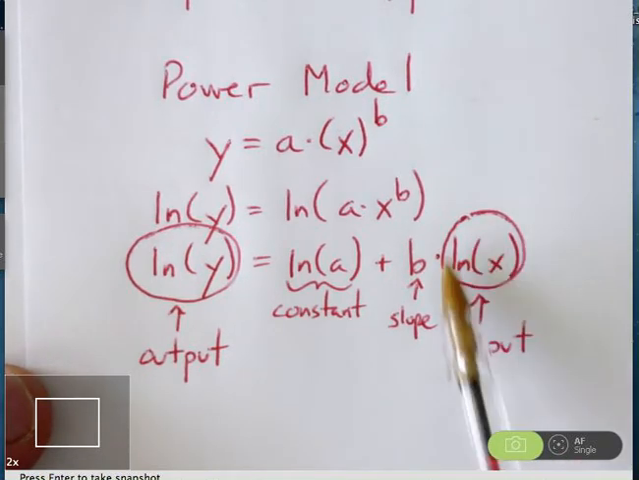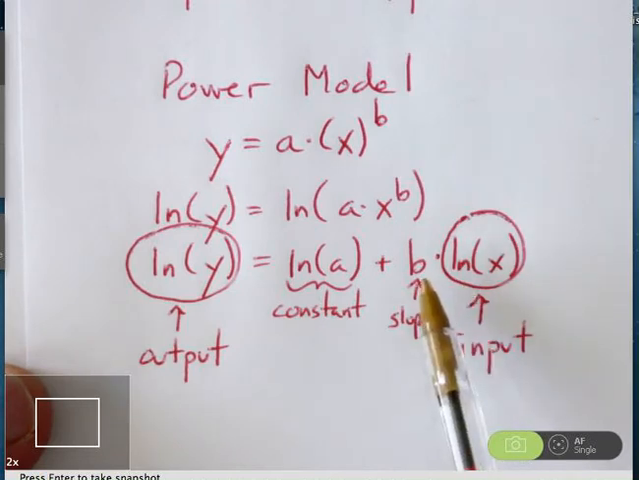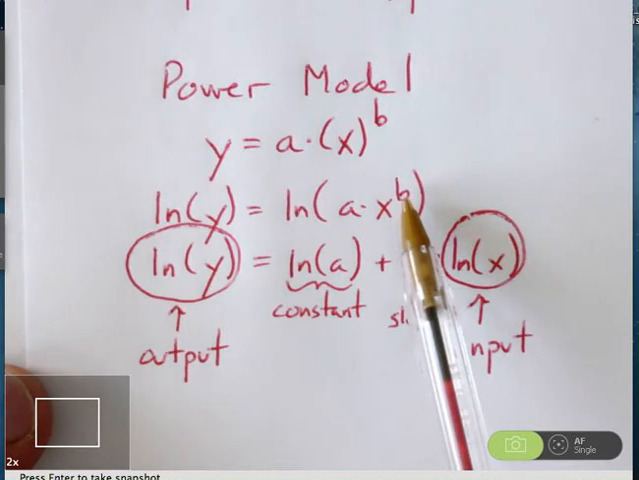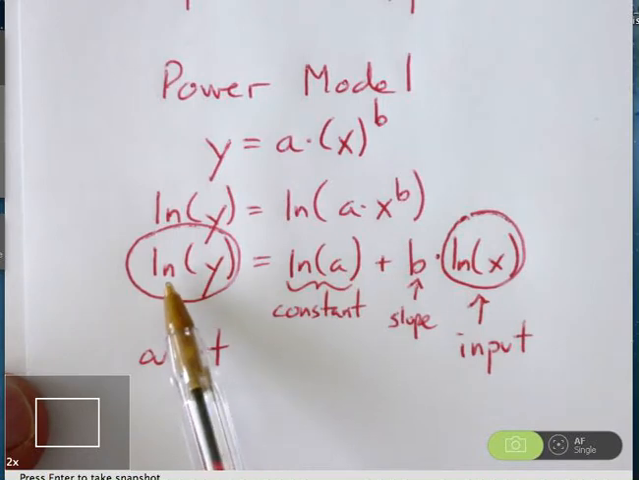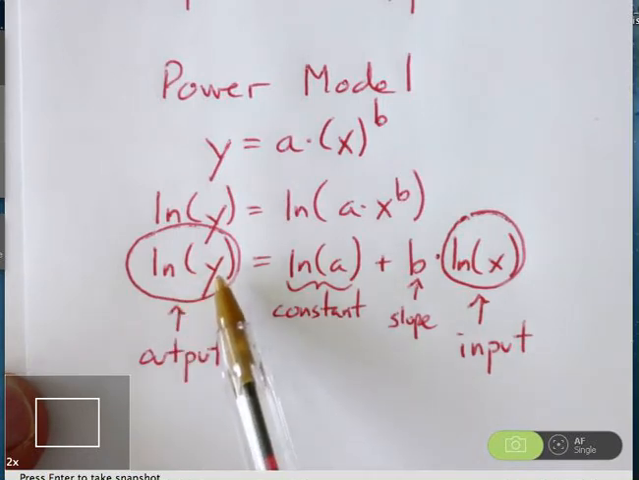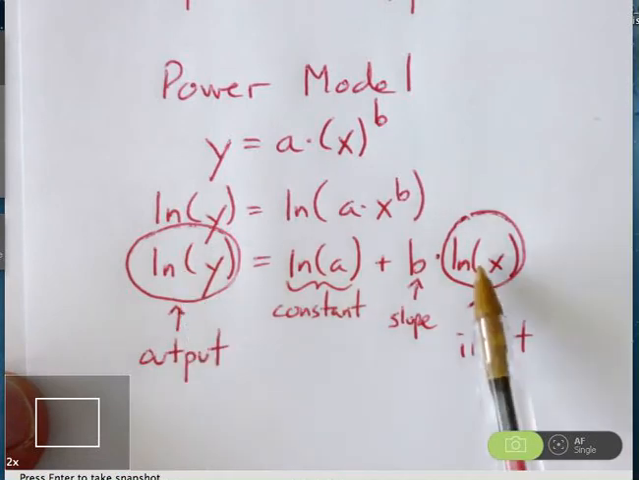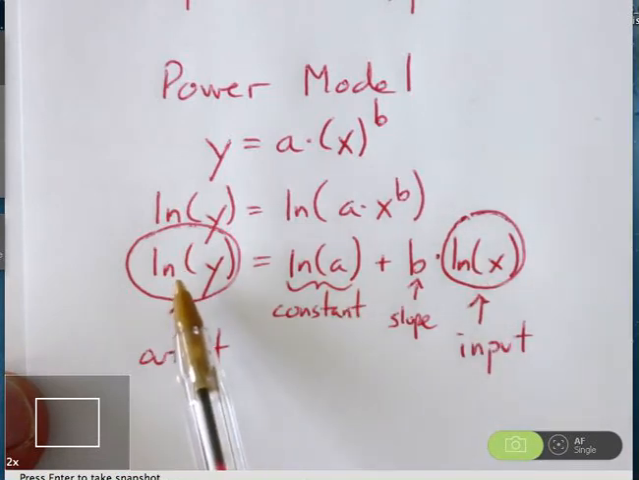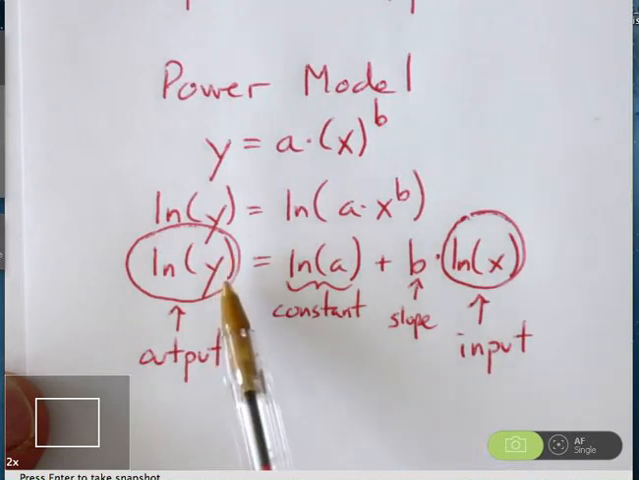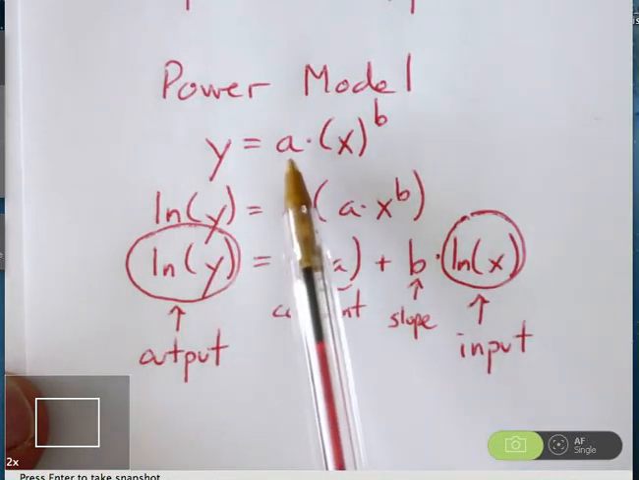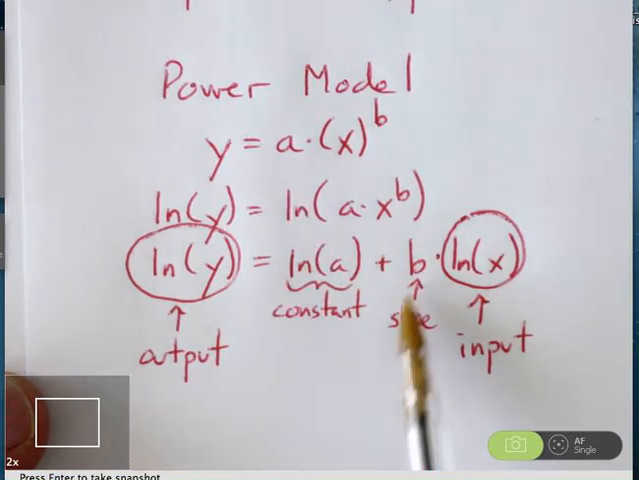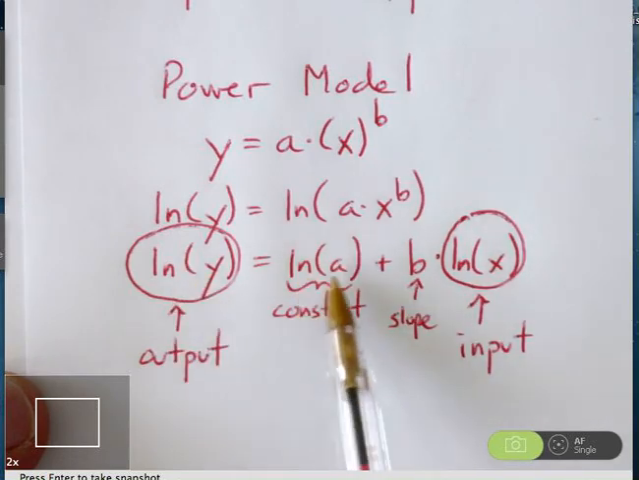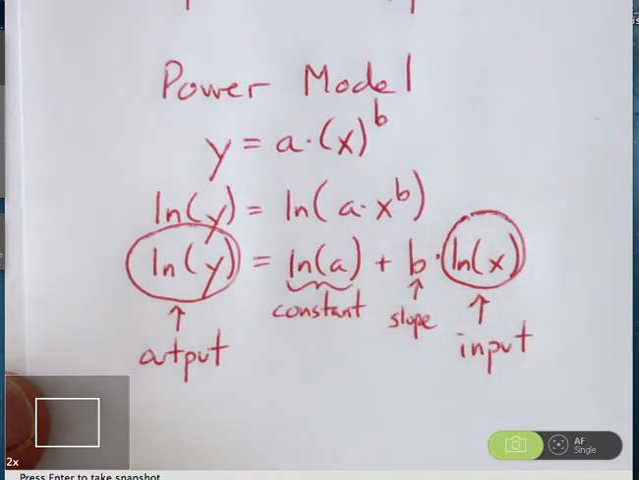Here is the input, the natural log of x, times the slope. The slope is actually the power on the explanatory variable, plus the constant. The constant is the natural log of a, and the output is the natural log of the response variable. So if the natural log of x compared to the natural log of y is linear in form, then I know that x and y follow a power model. And that's what's going on in this circumstance. So bottom line is, b is exactly the slope in this linear format, and the natural log of a that I'm looking for is equal to the constant.